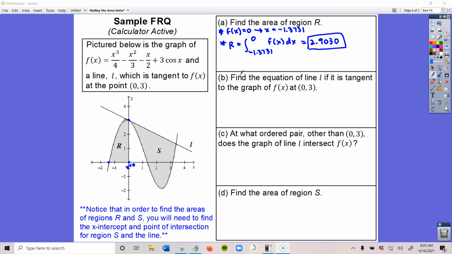Now for this next part, it says to find the equation of line L if it is tangent to the graph of f of x at (0, 3). So that is my point of tangency. That's my x, and this is my y, so when I plug it into the line, I already have that. But what I need is my slope of tangency. So I need to figure out what f prime is at the x value, which is 0. Now luckily for us, a calculator does this for us.